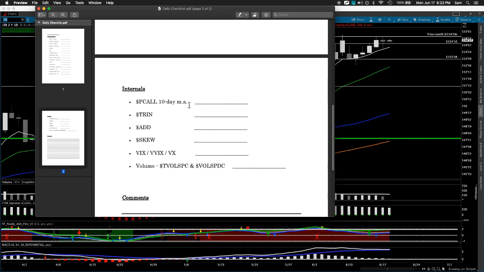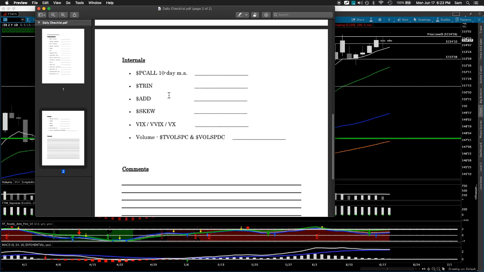And then on the second page, we have the internals. This is where it gets a lot more, well, I won't say more fun, but it reminds you to look under the hood, essentially. For these values, I have the 10-day moving average of the P call. This is something John uses quite a bit, and I've seen him use it so successfully that I had to include it in this list.